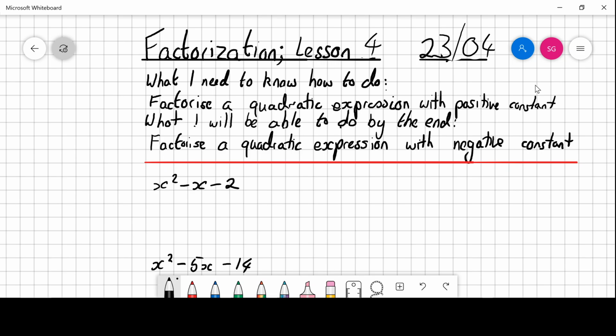So today we're going to be looking, well, what do we need to know for this class? What we need to know is how to factorize a quadratic expression with a positive constant, which is what we were doing in our online class yesterday. And what we want to do by the end of this is be able to factorize a quadratic expression with a negative constant. So positive constant, so positive last value, was what we were doing. Today we're going to do just negative constant. There's literally only one or two differences, okay? So let's just jump right in.